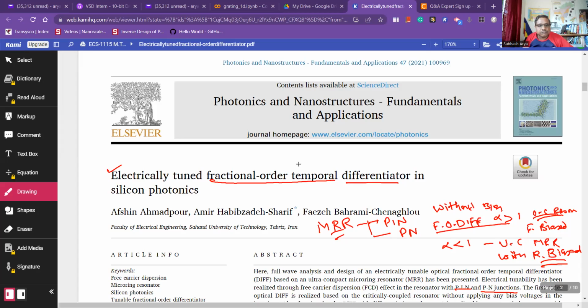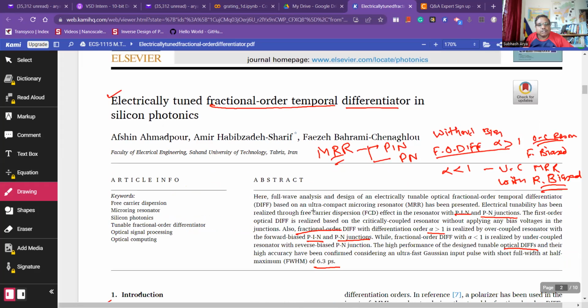The topic of today's reading session is electrically tuned fractional order temporal differentiator in silicon photonics. The authors are Afshin Ahmadpour, Amir Habibzadeh-Sharif, and Faezeh Bahrami Chenaghlou. They are all from the Faculty of Electrical Engineering, Sahand University of Technology, Tabriz, Iran.